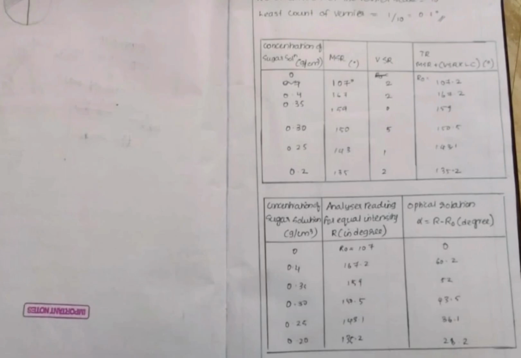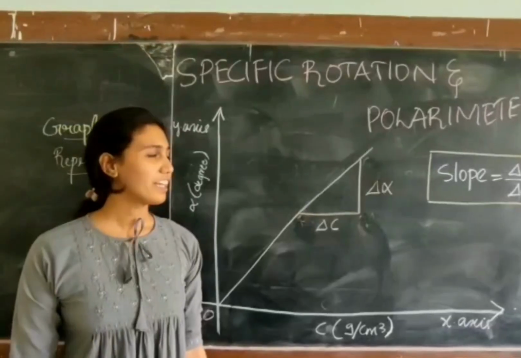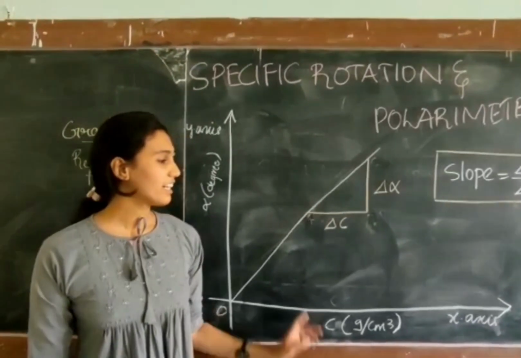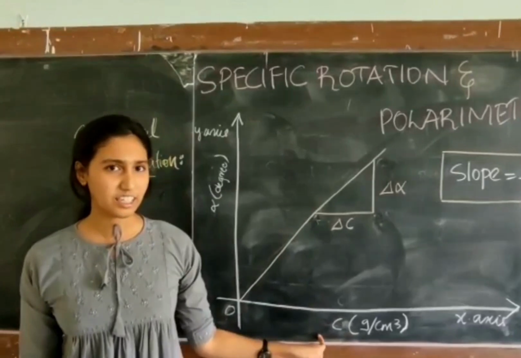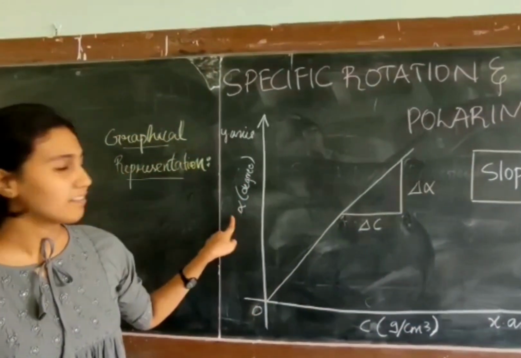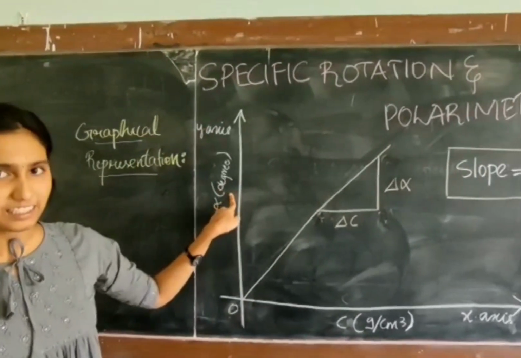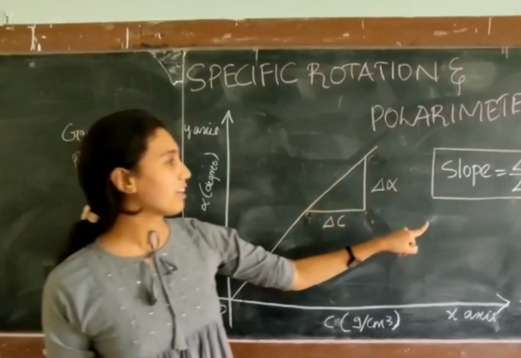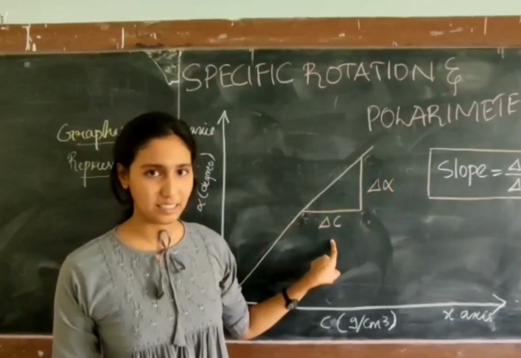We have found the R values for different sugar solutions such as 0.35, 0.30, 0.25 and 0.2, and the optical rotation alpha is found out by the equation R minus R0 for each sugar solution. Okay, now we can plot the graph. Here in the graph, on the x-axis we are taking concentration, which is in the unit gram per centimeter cube, and on the y-axis alpha, which is optical rotation, in the degree unit. The slope is therefore delta alpha by delta c.